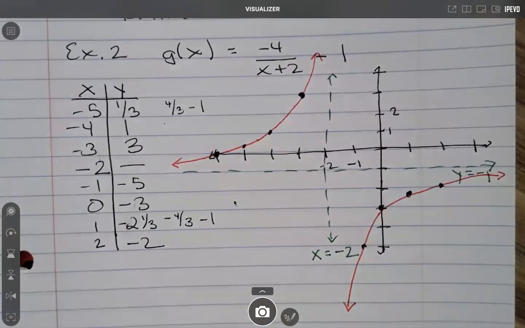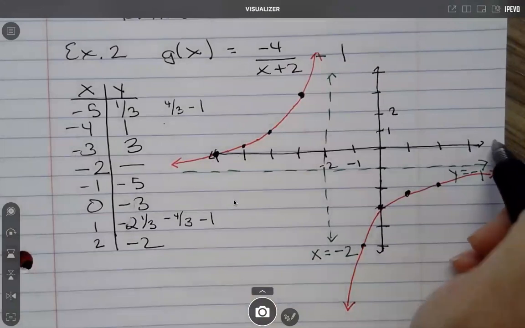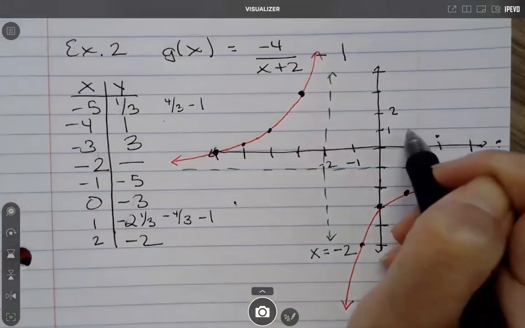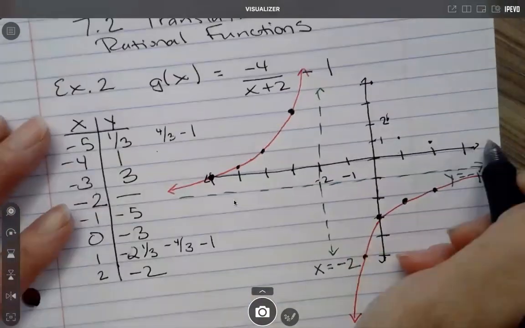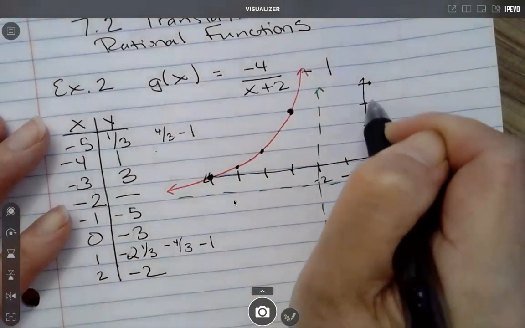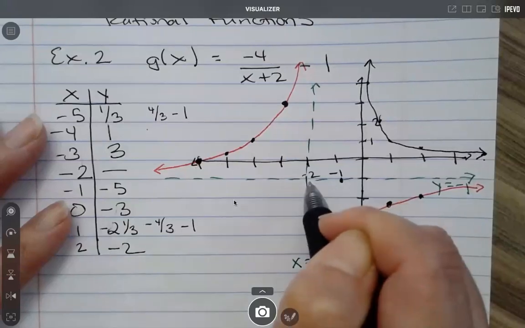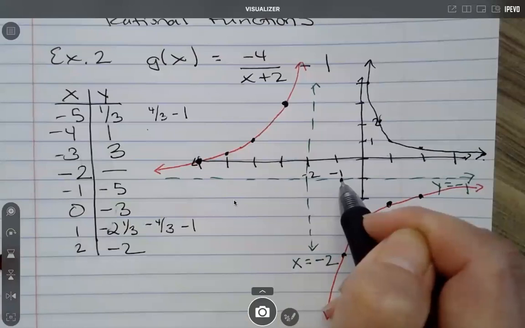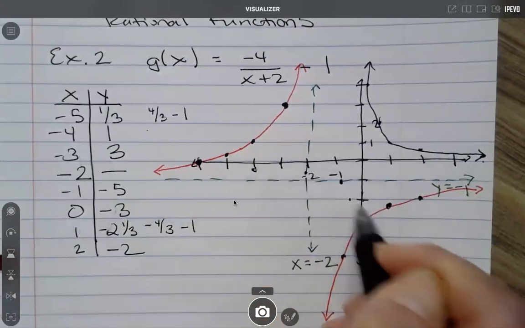Now let's put the parent function in. Someone asked me about the parent function. Should I just memorize the points? Yes, you should just memorize the points and what it looks like. And you have the points on your worksheet from yesterday. So 4, 1, 2, 3, 4, 1/4, 2, 1/2, 1, 1, 1/2, 2, 4, 4.